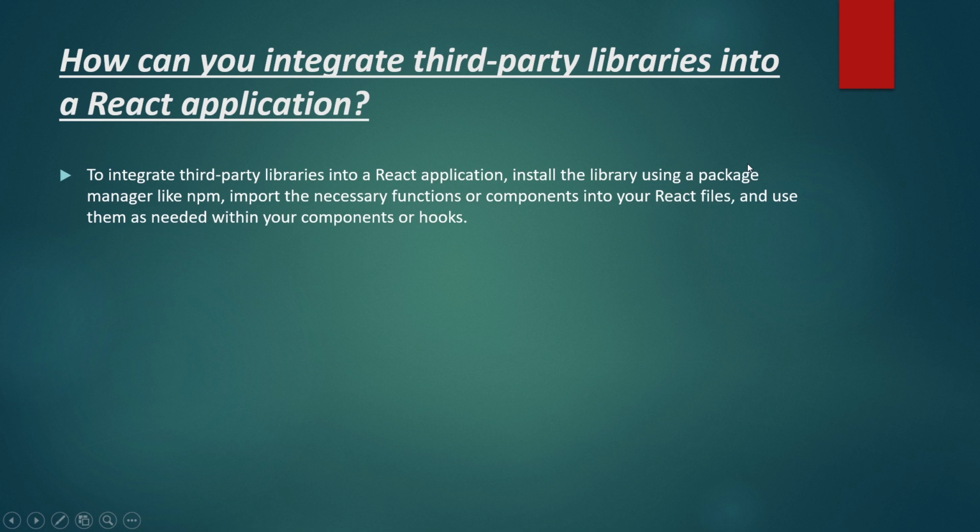Now let's move to the different question. How can you integrate third-party libraries into a React application? To integrate third-party libraries into a React application, install the library using a package manager like npm and import the necessary functions or components into your React file and use them as needed with your components or hooks.